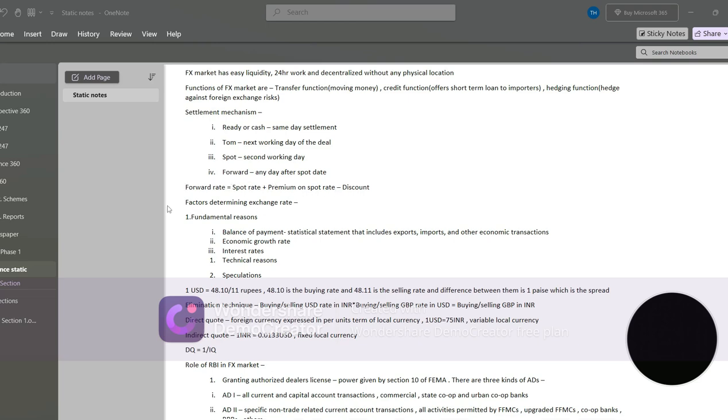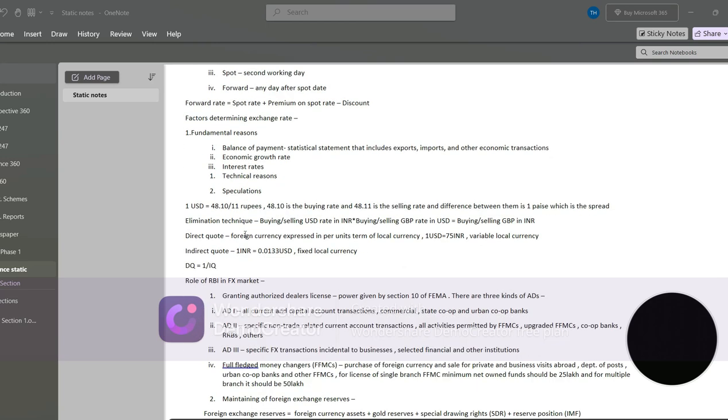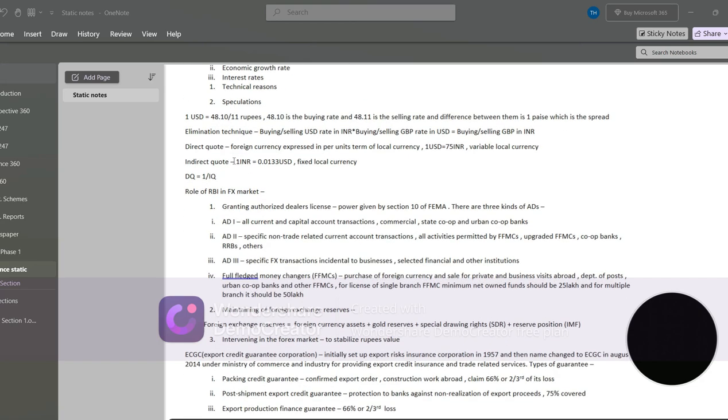Now, there are a few factors which determine the foreign exchange rate. First are some fundamental factors, that is the balance of payment of the country. Balance of payment is basically a statistical statement which includes all the exports, imports, and other economic transactions. Second is the economic growth rate of the country, and third is the current interest rate of the country.